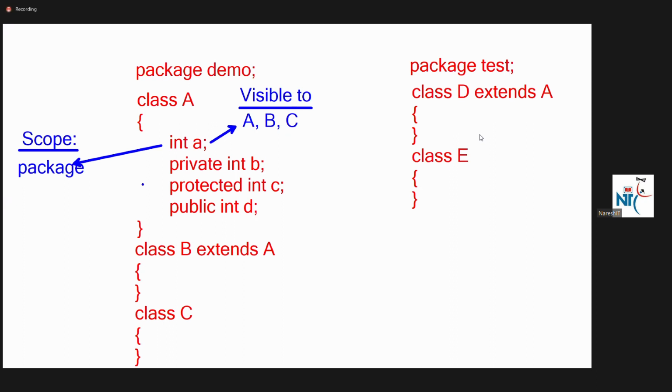Now, next one, private. This variable's scope is class scope. Within that class only we can access it. Then where can we access it? Only in A class. One class only. That's it. Visible to A class only.